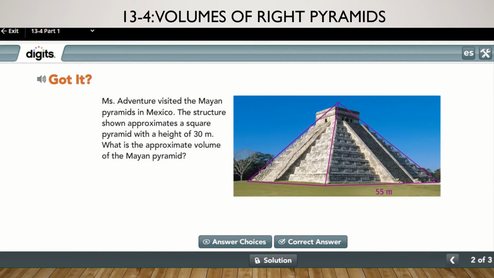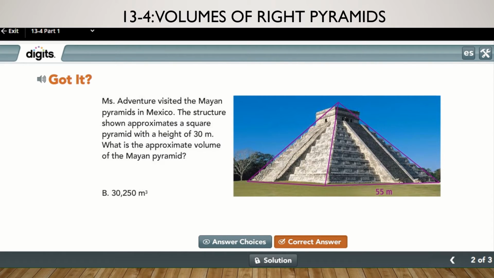Part 1, got it. Ms. Adventure visited Mayan pyramids in Mexico. The structure shown approximates a square pyramid with a base side length of 55 meters and a height of 30 meters. What is the approximate volume of the pyramid? Remember, first you can find the area of the base, and then you will substitute that into the volume of a pyramid formula.